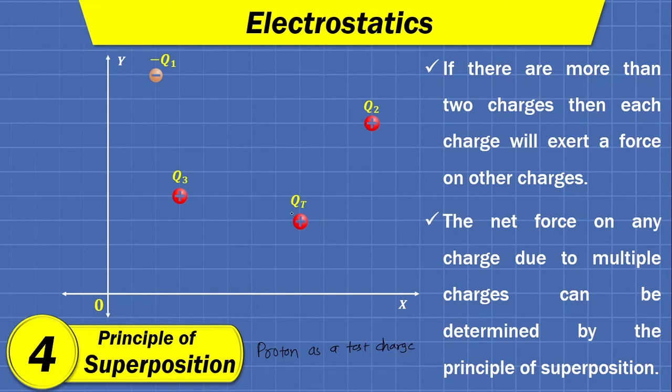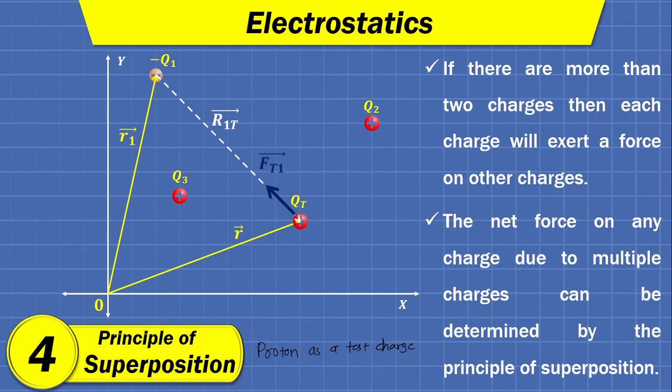And if you want to find the force on this charge Qt due to Q1, Q2 and Q3 all, then first we will draw the position vector of each charge, then we will find the distance vector of Q1 and Qt, and then we will say that the force will be in this direction. Why in this direction? Because Q1 is negatively charged, Qt is positively charged, so force of attraction will be there on the line joining Q1 and Qt. And the same procedure will be followed for the other two charges, that is Q2 and Q3.